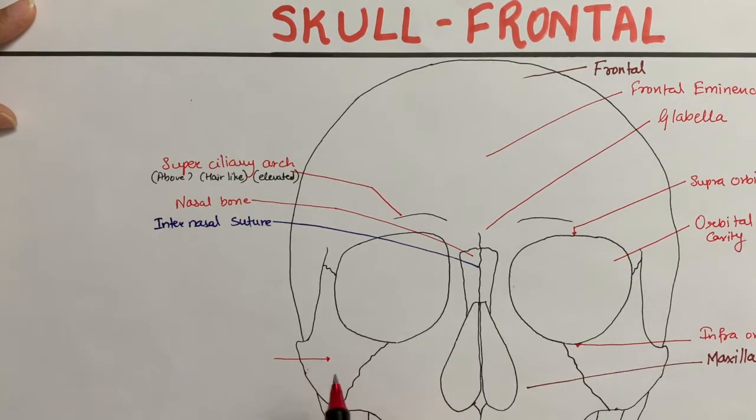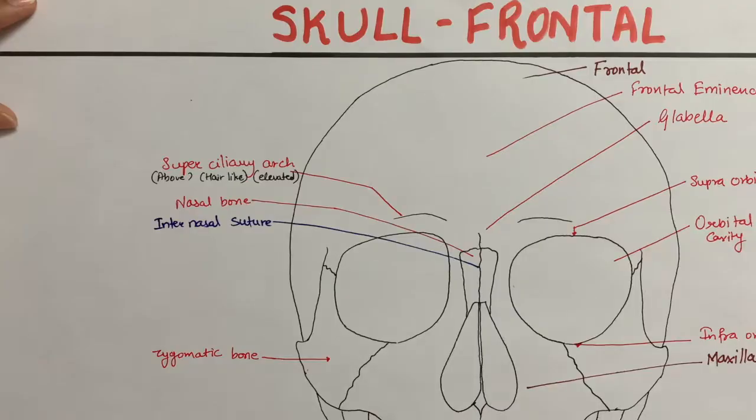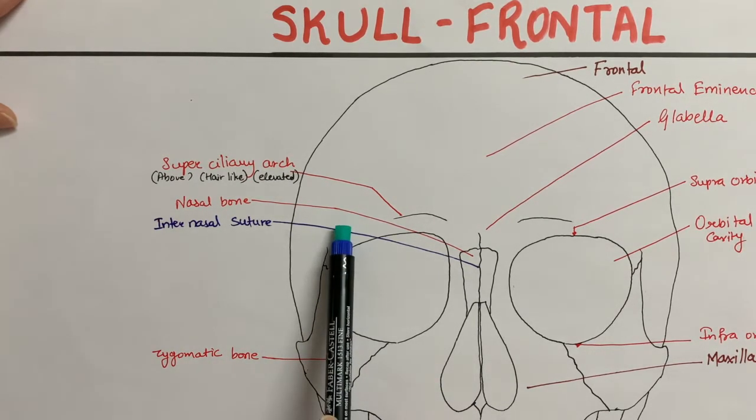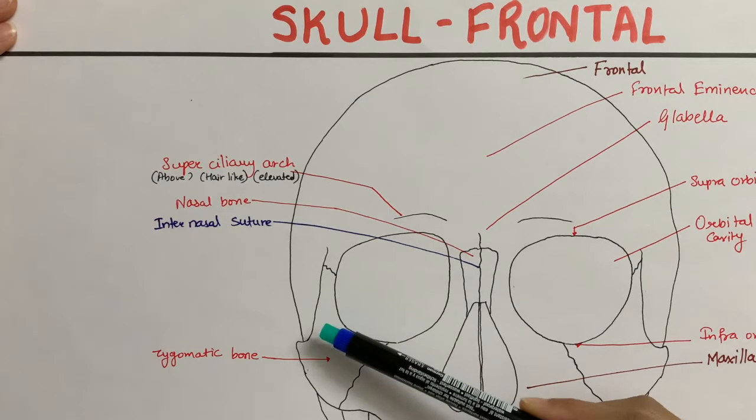Next is the zygomatic bone. Zygoma means yoke, and it's the thing that anchors the two cows together. Here is the picture to explain it better. This is exactly how the shape of the zygomatic bone is, as well as its function. The zygomatic bone essentially bridges the frontal, temporal, maxillary, and sphenoid bones together. It's also known as the malar bone, meaning cheeks. So this bone forms the cheeks and the lateral wall of your orbital cavity.